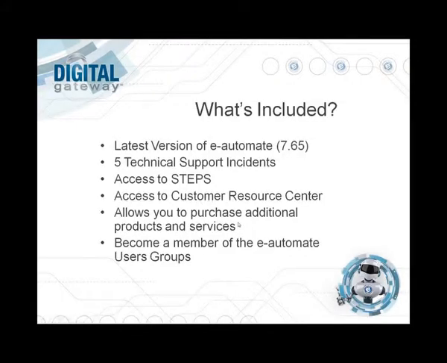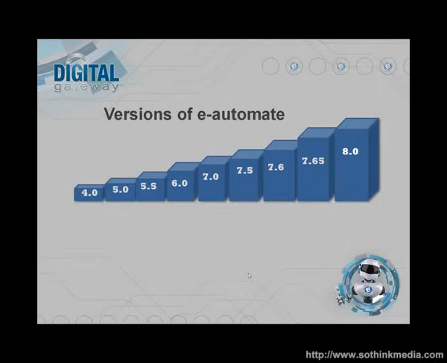Okay, so what's included? The most important thing is that you're able to get the latest version of eAutomate. We're currently on version 7.6.5, and we'll be releasing 8.0 at the beginning of next year. We also include 5 technical support incidents. You get access to STEPS and Customer Resource Center. It also makes it so you can purchase additional products and services, and you can become a member of the eAutomate users group. And we'll go over each one of these a little more in detail.